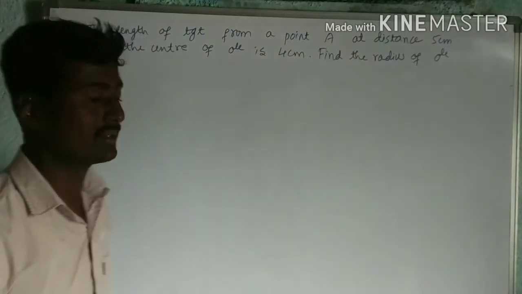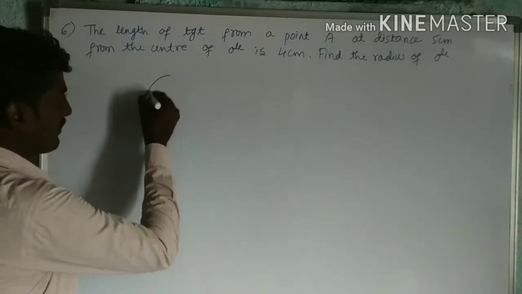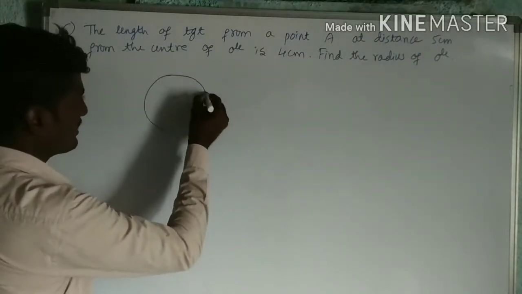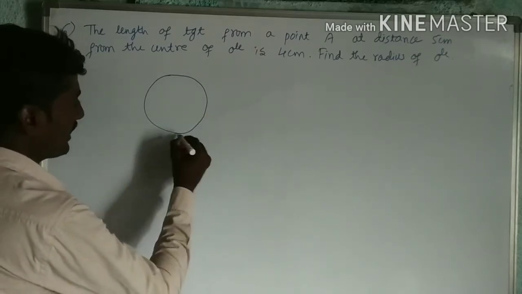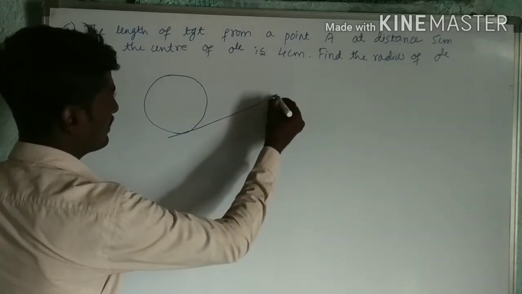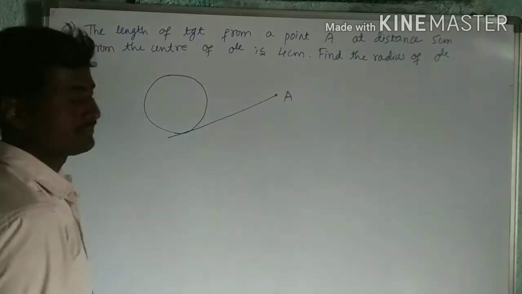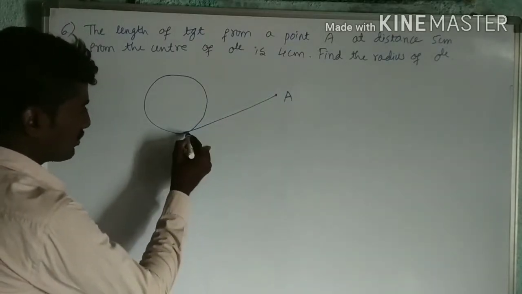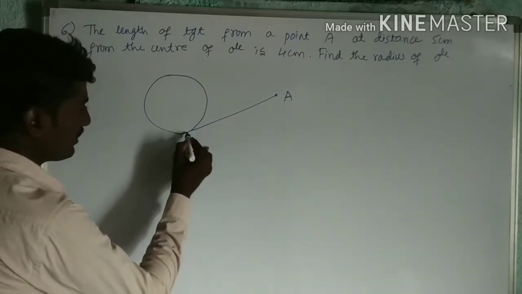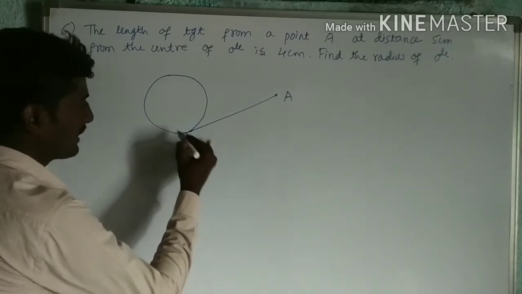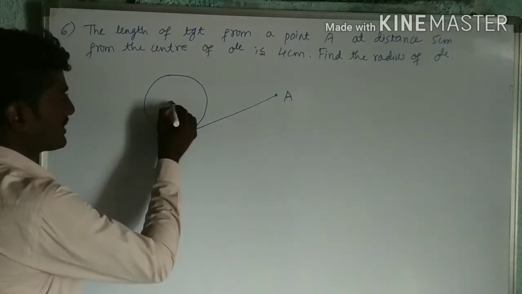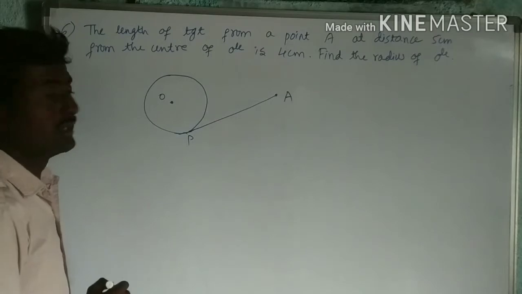So let us draw a circle first. So this is a circle. Draw a tangent to this circle. So this will be the point A. Now we'll take this point of contact. I will take this point of contact as P. Now the center of this circle will be O.